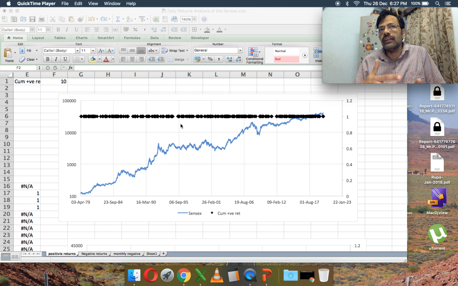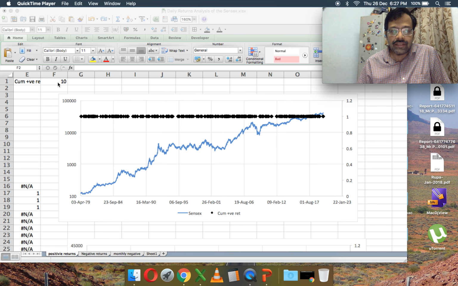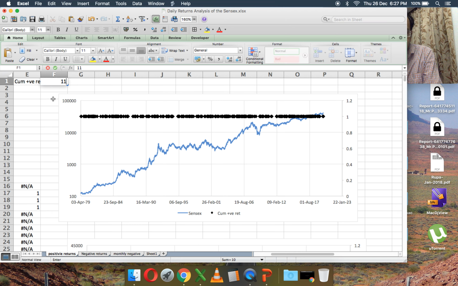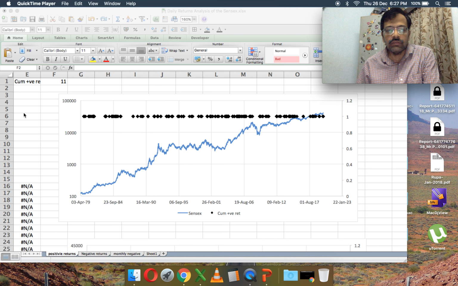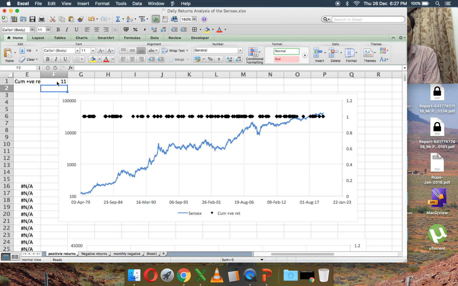What I mean by continuously positive is that out of 14 traded days, 10 of them were positive. That's a winning streak. If 10 of them were negative, we will call it a losing streak. So that's 10. We will make it 11 now, and you can see that the number of dots have come down. That's 11 out of 14 days with positive returns. Then we will make it 12.